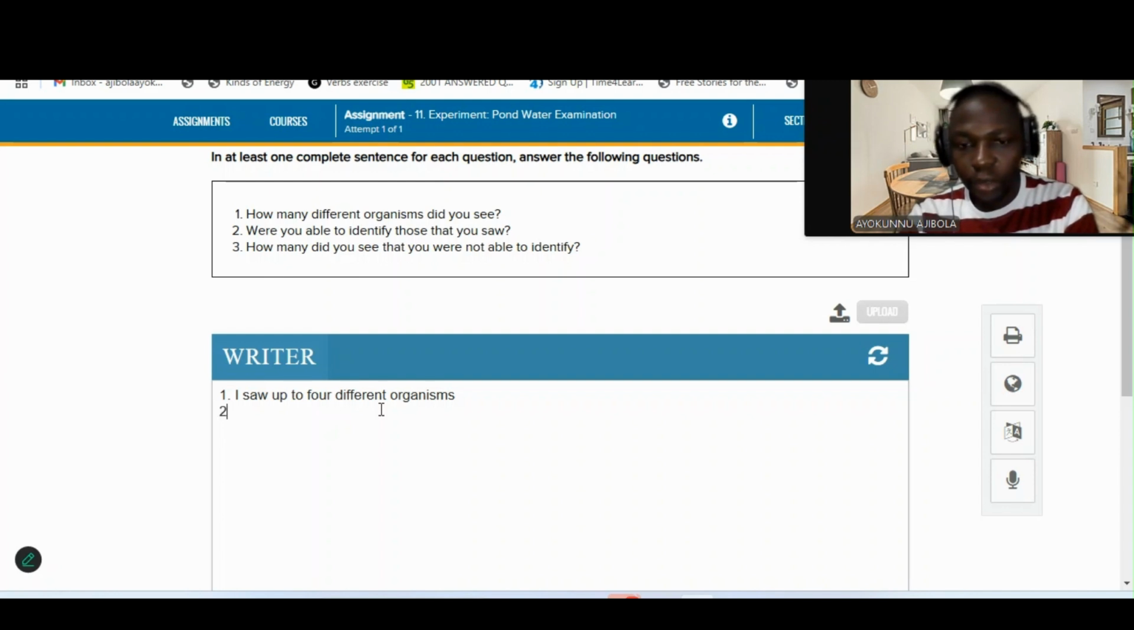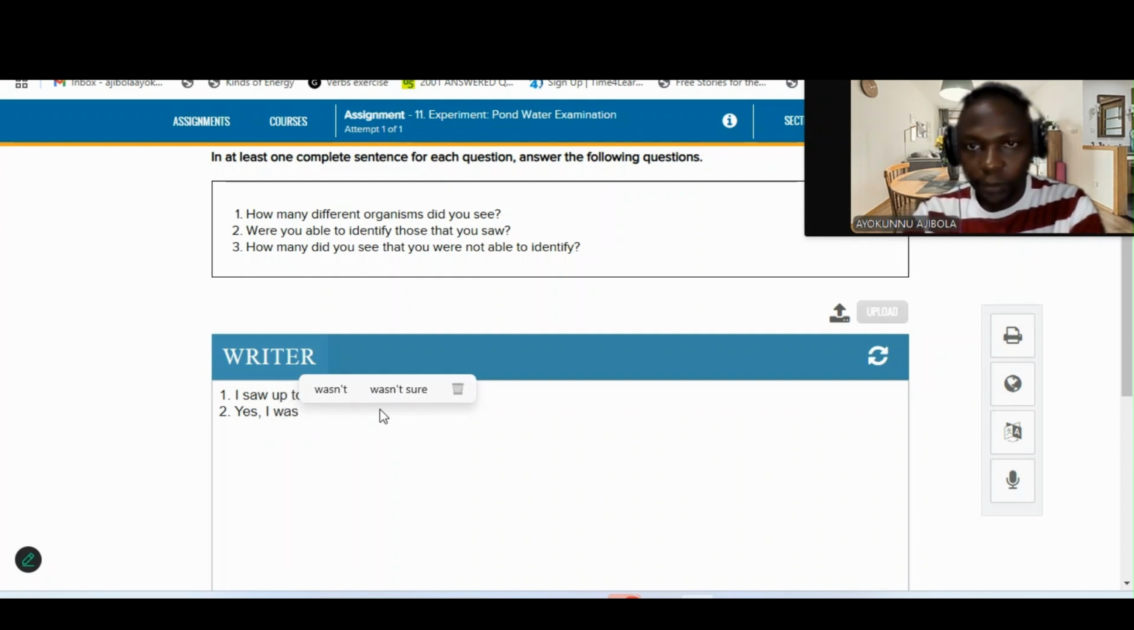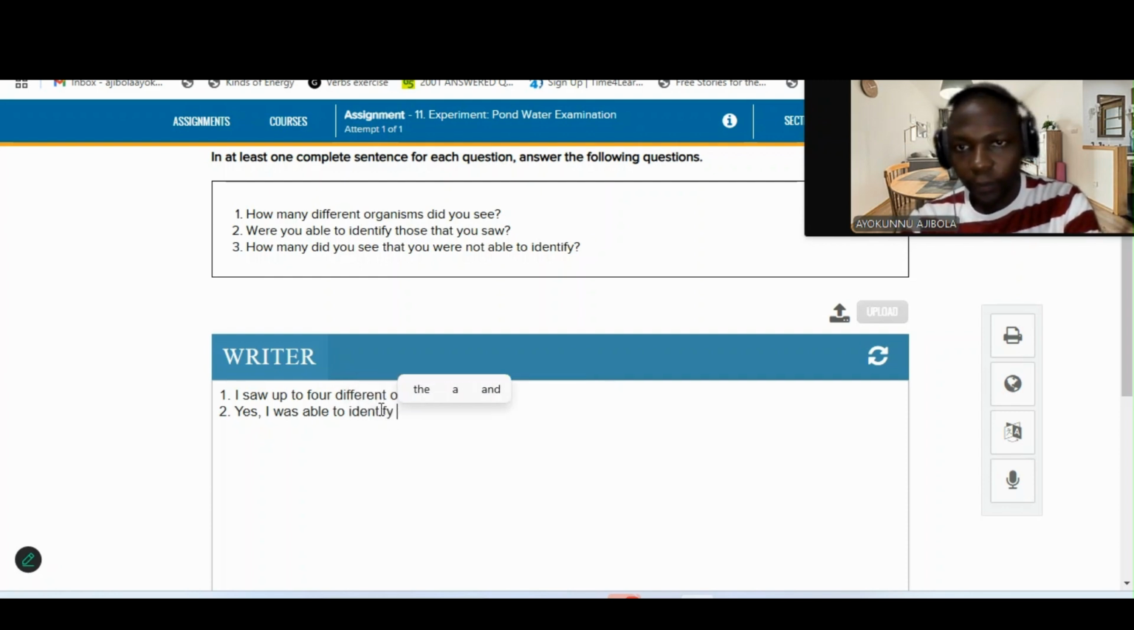Then the next question says, were you able to identify those that you saw? Yes, because we're able to see the shape and identify them. Okay, yes. I was able to identify paramecium, amoeba, and euglena.